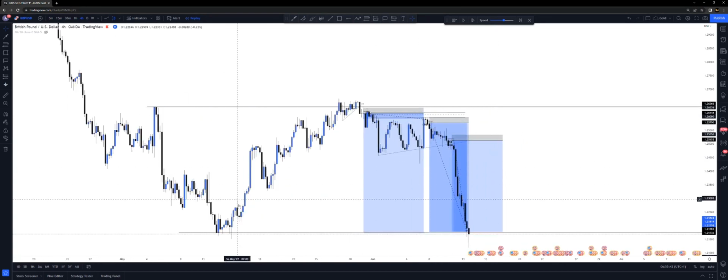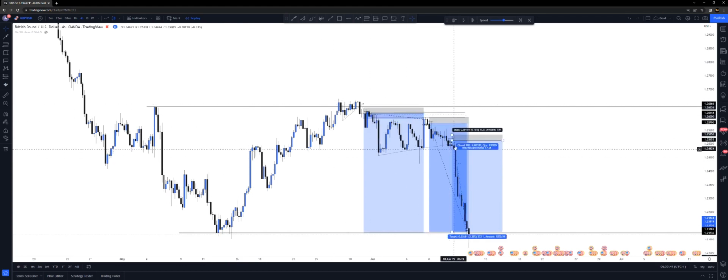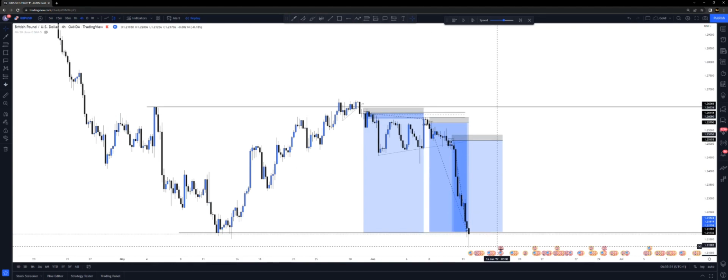Okay, now let me explain something. You will see how this whole build up right here was being taken out by this whole strong move from here down. So that's one thing I understand.